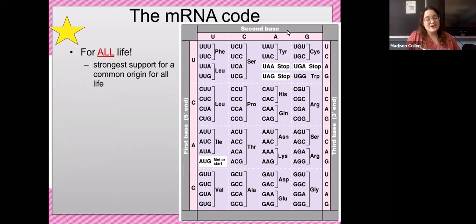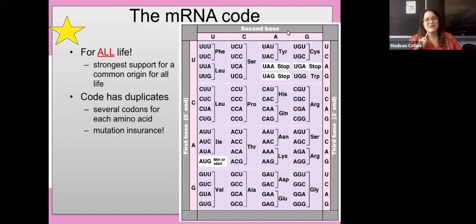So this mRNA code, as I said, is actually used for all life. Every single living organism on Earth uses this mRNA code. And so as we said earlier, this is the strongest support for a common origin or common ancestor for all living things on Earth. We all use the same genetic code.